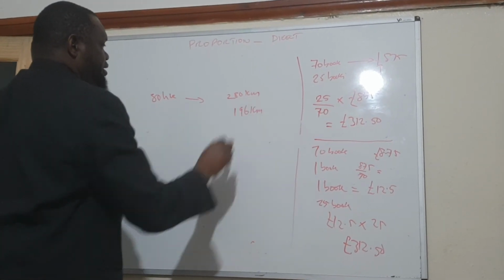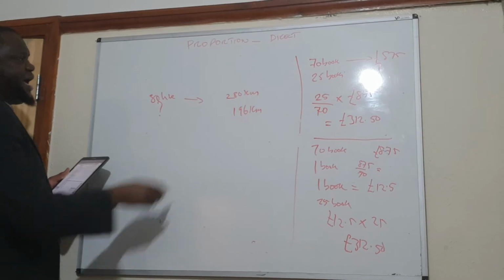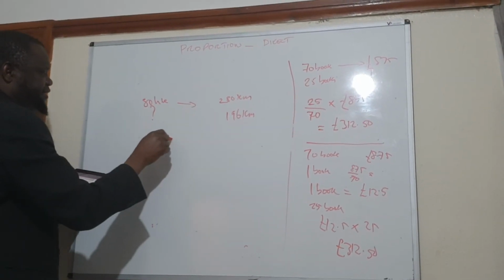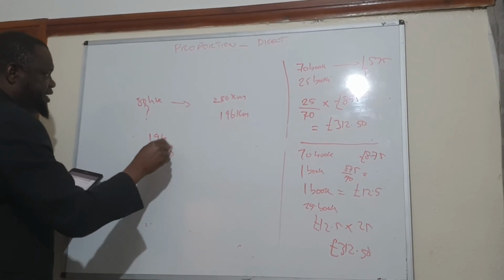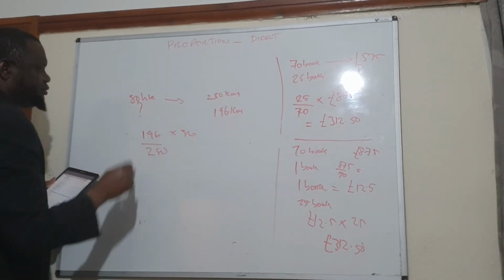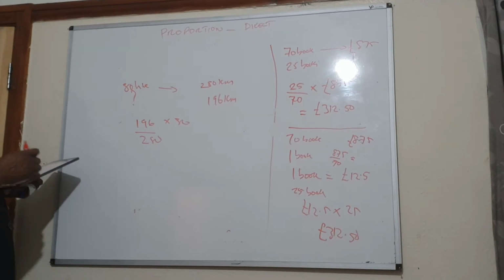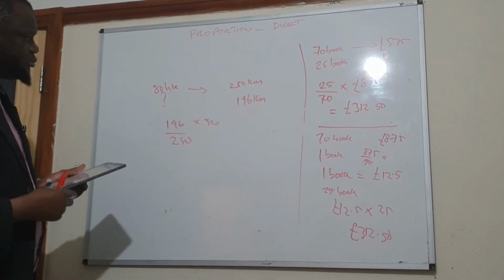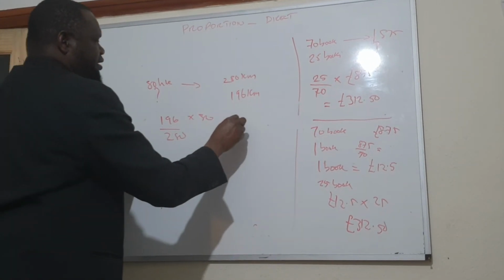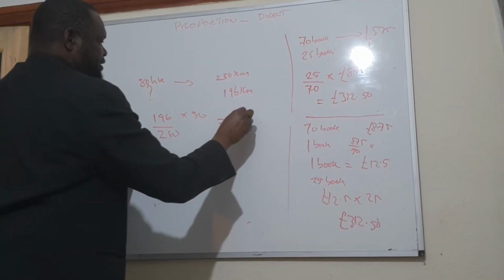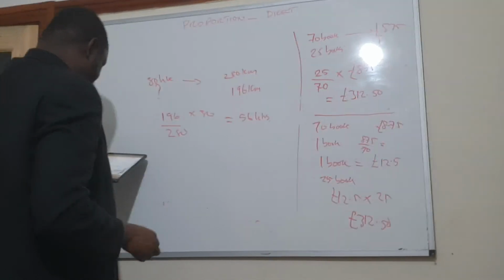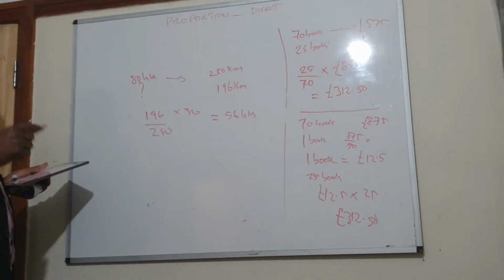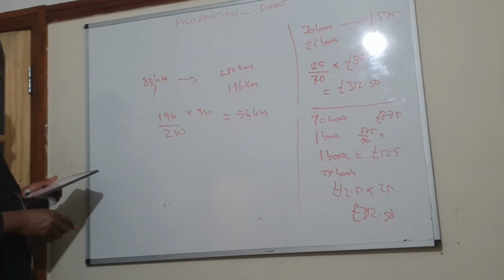Yes, the same thing. Kilometer over kilometer, isn't it? The one we don't know goes up. 196 divided by 280 times 80. How much is that? It's 56. 56 liters, yes.